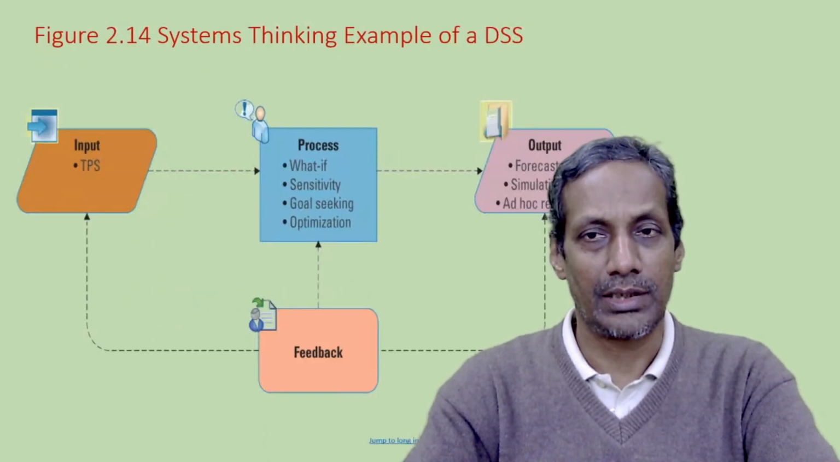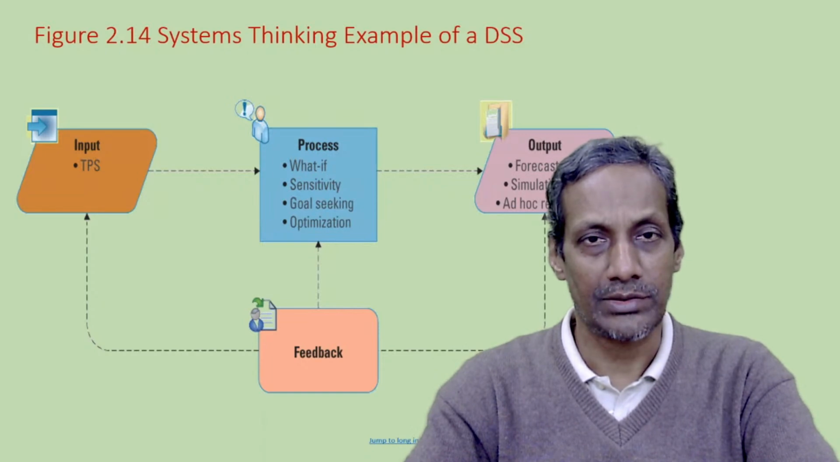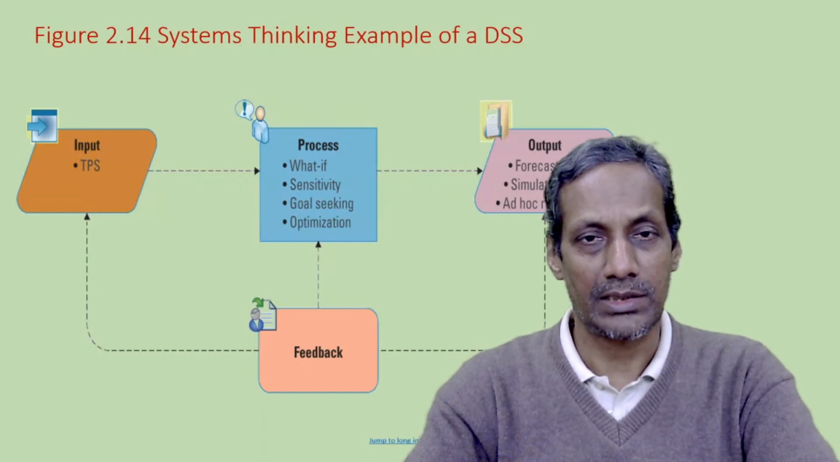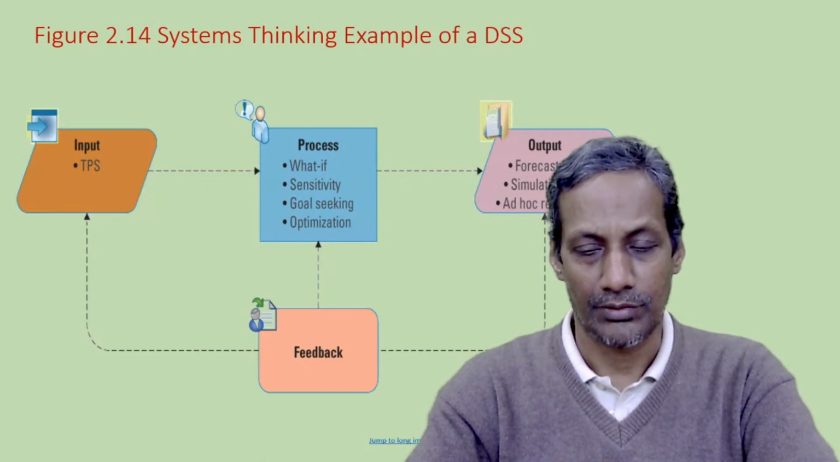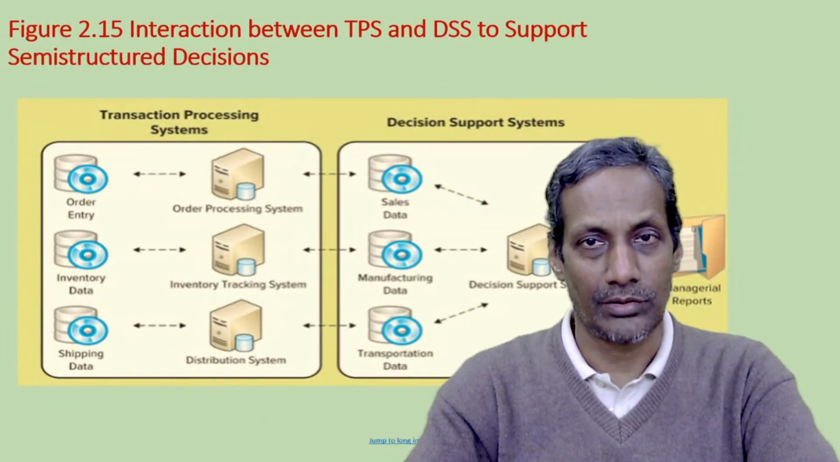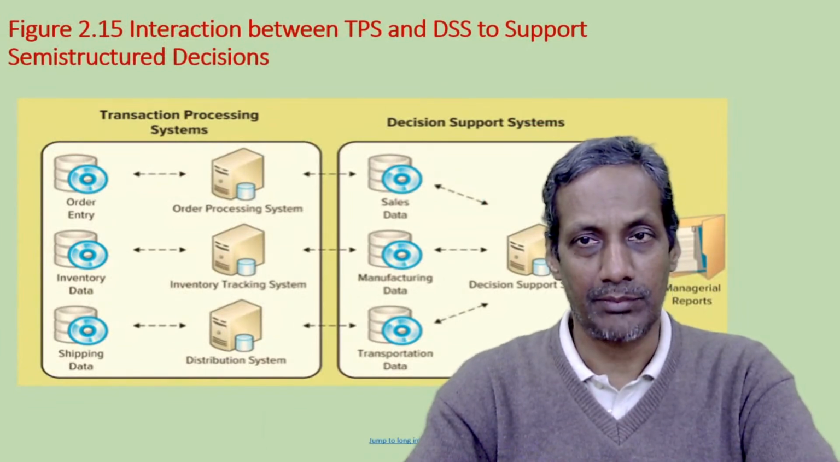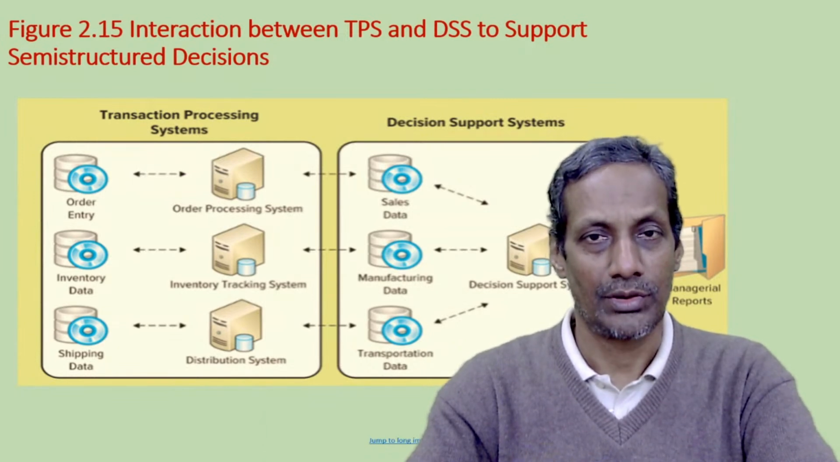So this shows the design of a DSS, which takes the output of a TPS to carry out what-if, sensitivity, goal seeking, optimization. These are the various processes that can be carried out to generate forecasts, simulations, and ad hoc reports. So this shows a schematic diagram of the DSS, which generates the answers to ad hoc queries and managerial reports.